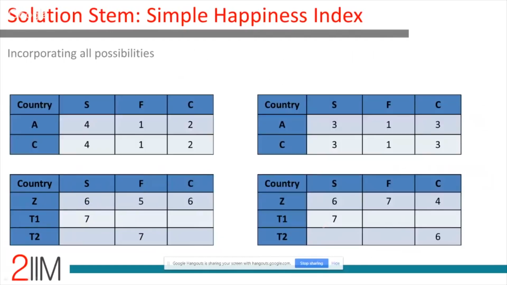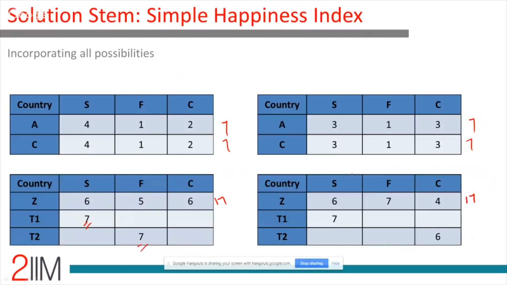What has this got us so far? A and C could be a 1 2 4 or a 1 3 3. Specifically, it can be a 4 1 2 or a 3 1 3. Both of them identical scores adding up to 7. Zuma could add up to 6 5 6, 17, and 17. The other 2 countries could have a 7 0 7 in this criteria, 7 0 6 in this criteria. 3 happy countries here, 2 at 7.